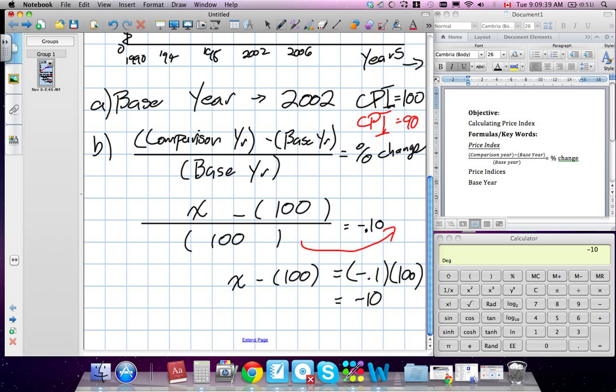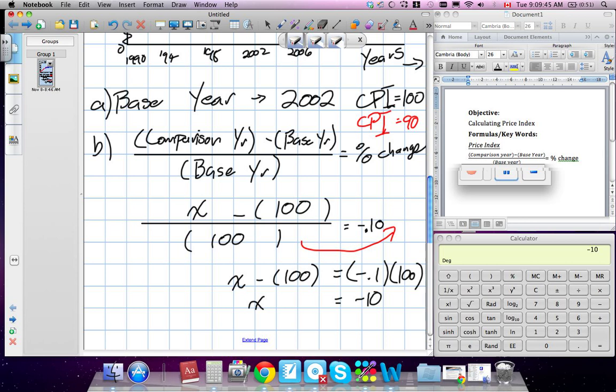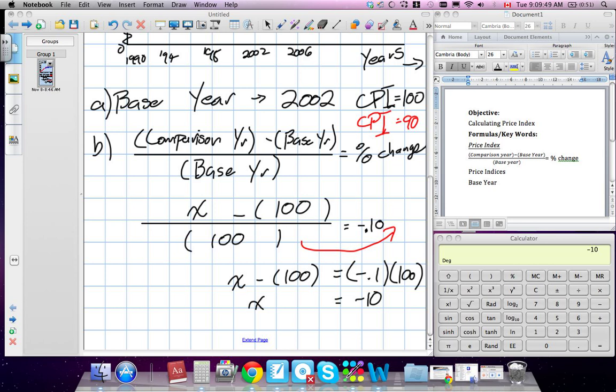Sorry, guys. Let's just recap here. Gentlemen, sorry. The percentage change we're looking for, we did decrease by 10, but we actually want the CPI. So we're looking for our CPI of 90. Okay?